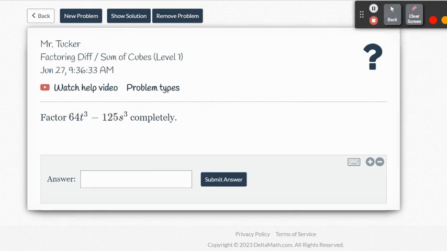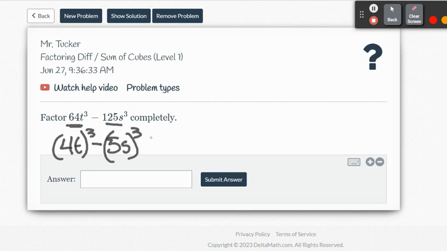So we're going to up the rigor a little bit more here. We've got more variables and more powers, more coefficients. So we've got 64 t cubed. 64 is 4 cubed, and t cubed is t to the third. So I'm going to say 4t to the third is my a value, the first term that's being cubed. And then minus 125 is 5 cubed, and then s cubed is just s. So 5s to the third power is my b value, the second term. Now this is my first difference example.